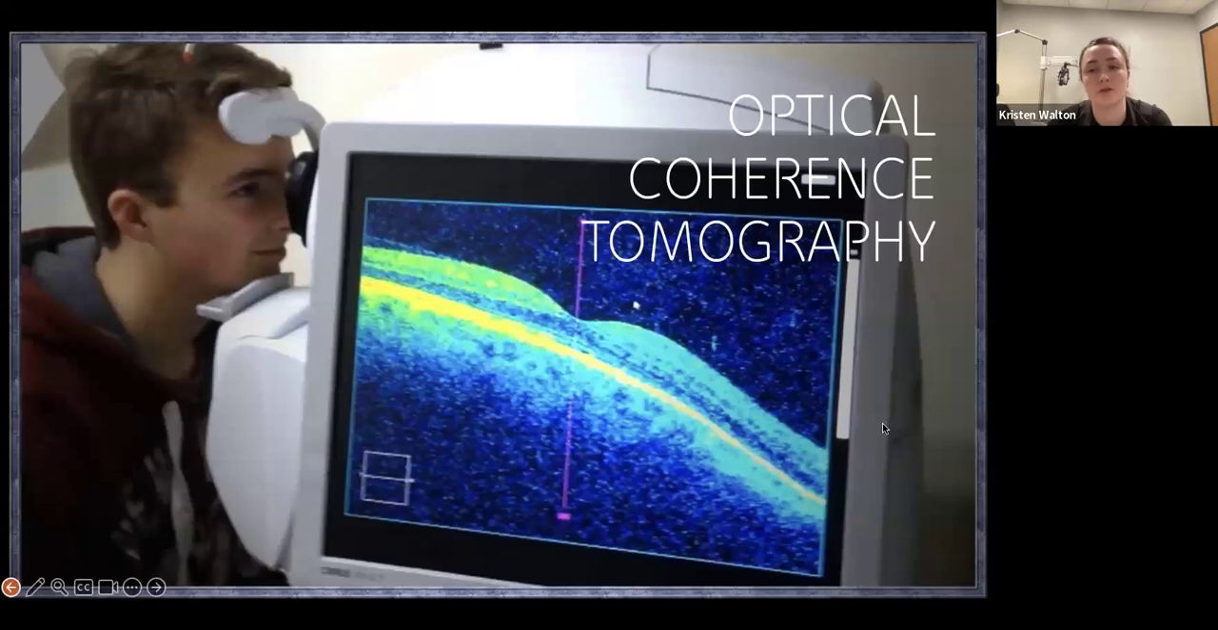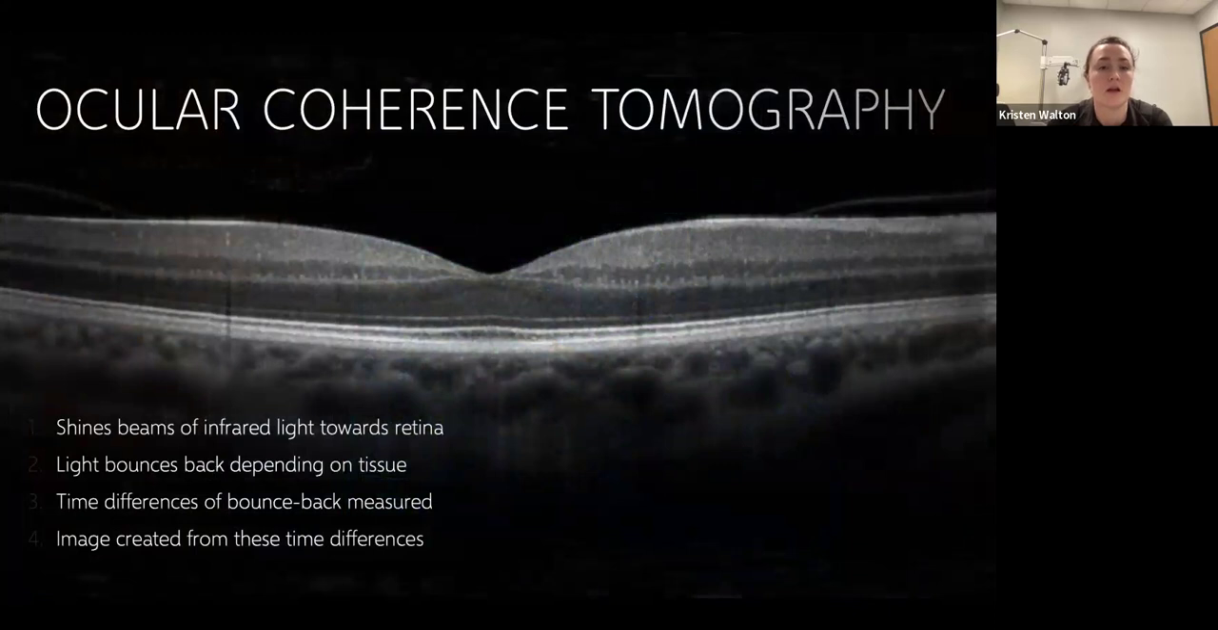And then we're moving on to OCT. Optical coherence tomography, that's shining infrared light towards the retina. It bounces off that retina from the tissue. And then that time difference is measured, and that's how that image is created. So we can see these beautiful pictures of all the layers in the retina.